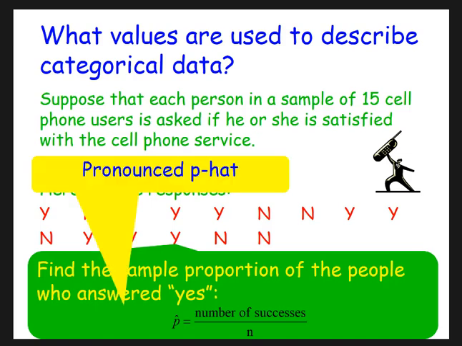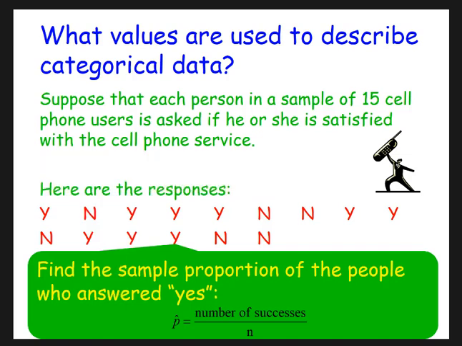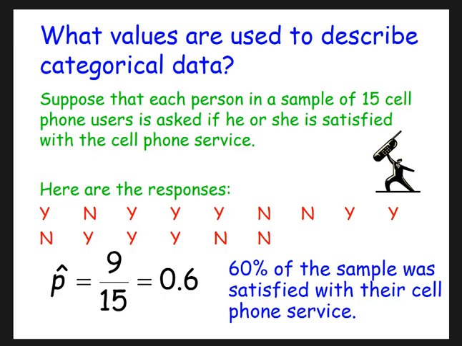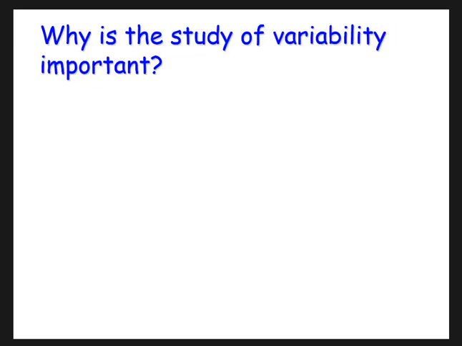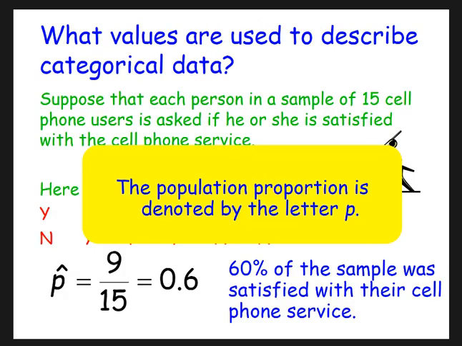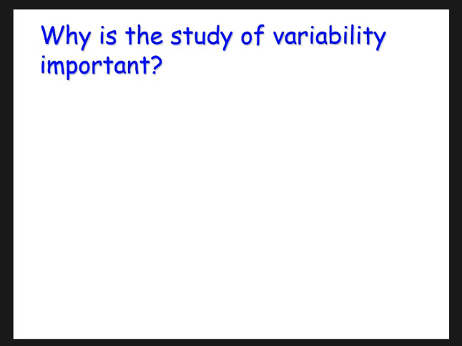The symbol we use here is p with a little hat over the top. It's called p hat. There are 9 that are satisfied over 15 total. 9 divided by 15 is 0.6. So we'd say that's a proportion of 0.6 or a percent of 60% who are satisfied with their service. The population proportion is p. The sample proportion is p hat. Now we tend to get a little sloppy in statistics and just say p anyway, because again, we can never truly know that population proportion.